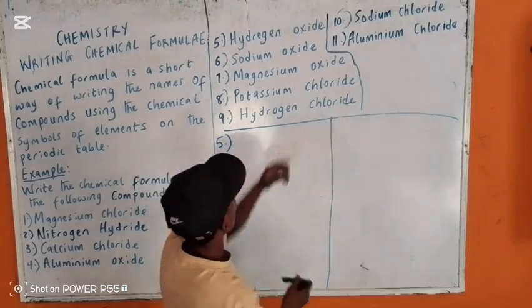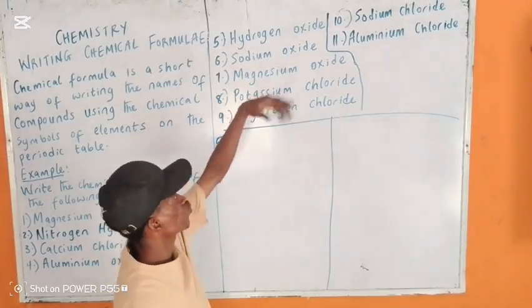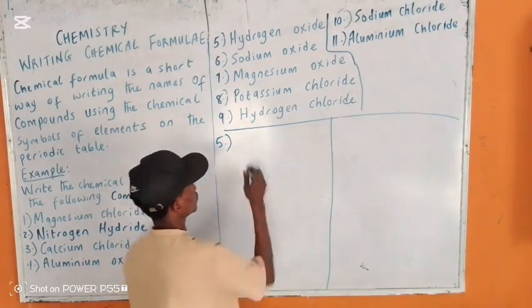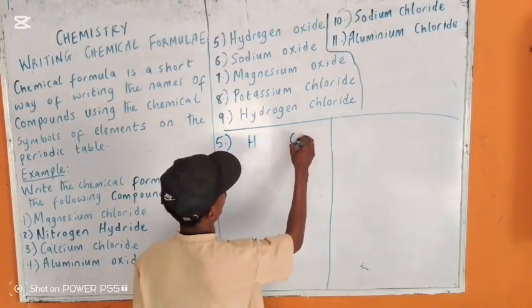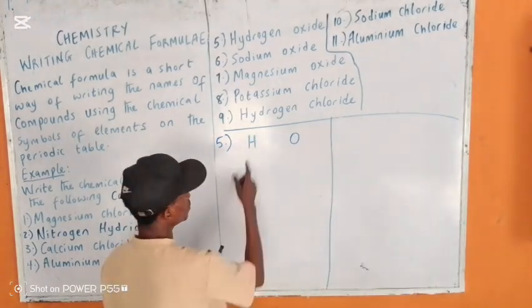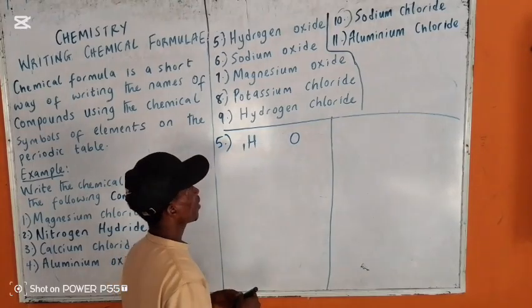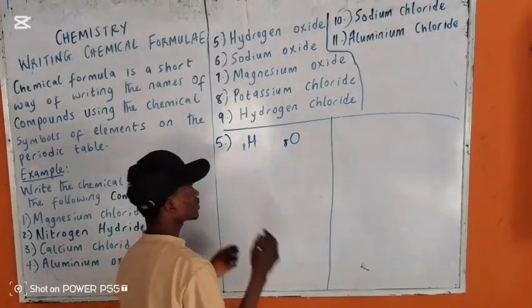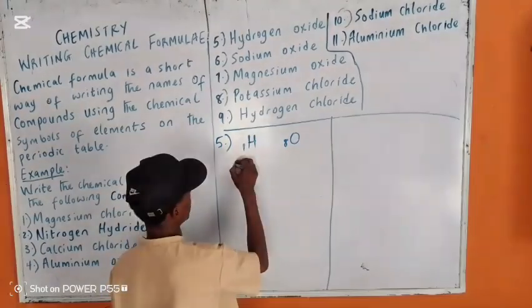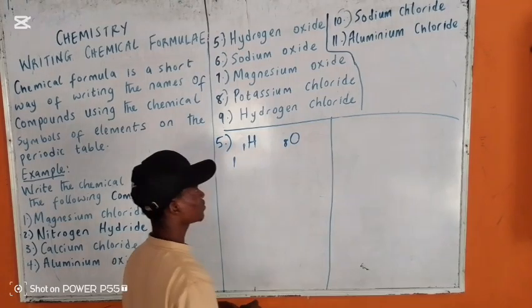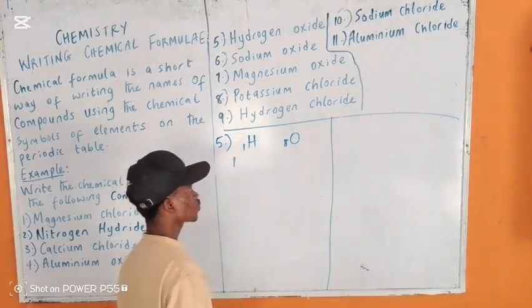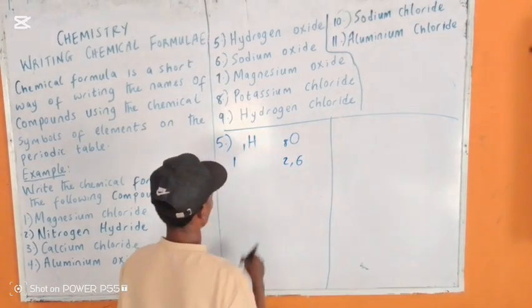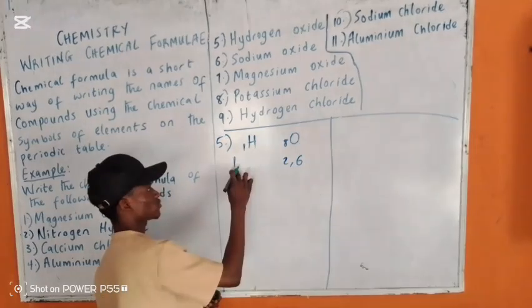We have hydrogen oxide. In this compound also, we are having 2 elements likewise. We are having hydrogen and then oxygen. The atomic number of hydrogen is what? 1. The atomic number of oxygen is what? 8. So the K L M configuration for hydrogen is what? 1. And for oxygen is what? 2, 6. So hydrogen needs 1 to attain the duet rule.